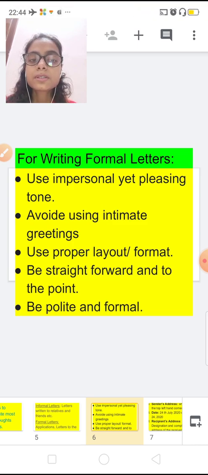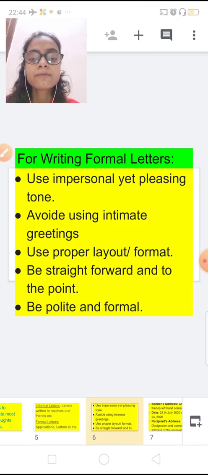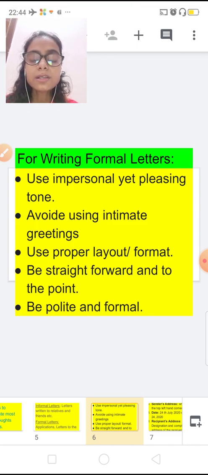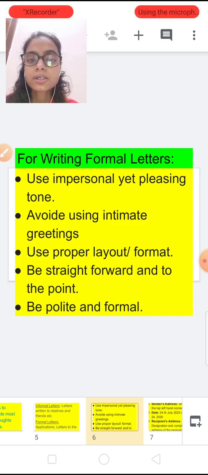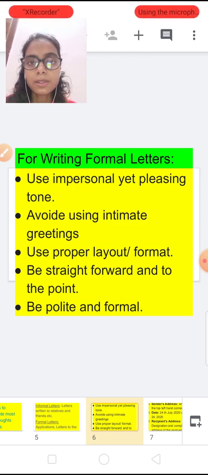Use an impersonal yet pleasing tone, which means you should not use words like loving, caring, but the tone should be very pleasing. You can use words such as grant, kindly. Avoid using intimate greetings like dear, lovely, caring. These greetings you cannot use in a formal letter. There should be a proper format of the formal letter.